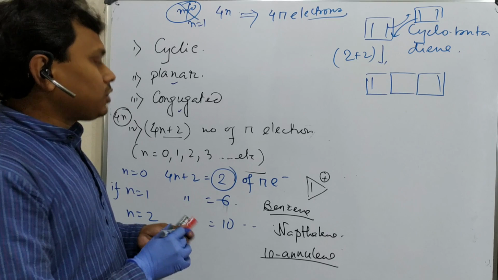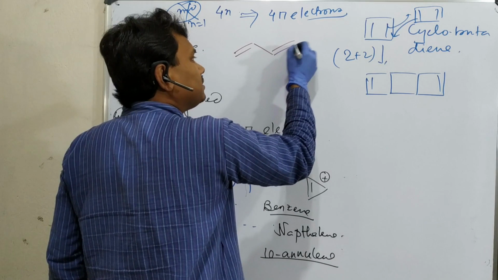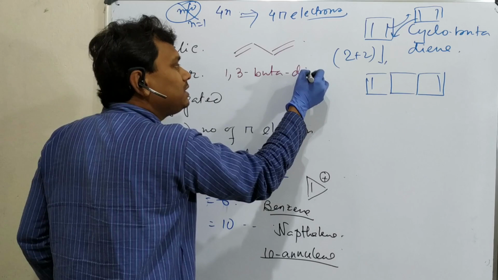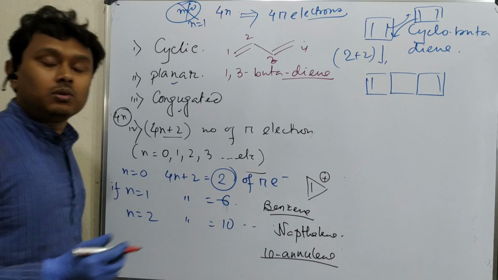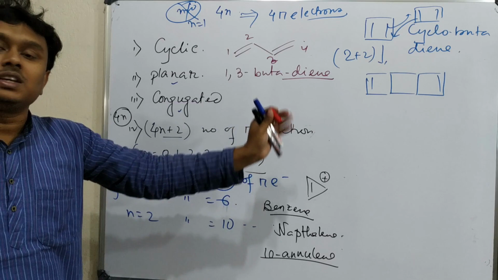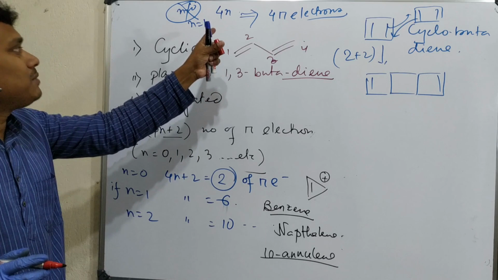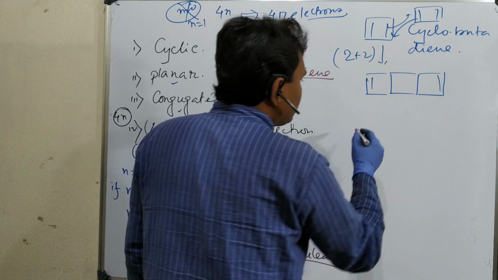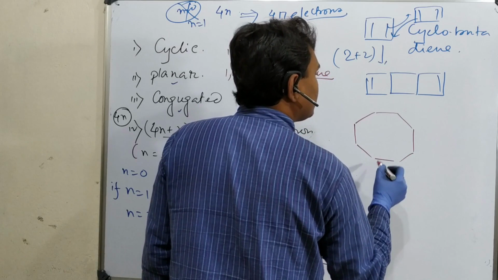But if you think about the corresponding acyclic counterpart, that is butadiene, 1,3-butadiene. See, this is 1, 2, 3, 4. This is stable. We know this is a very good reagent for this sort of reaction. So this logic indicates that anti-aromaticity results in destabilization. Okay? Another example. If you think about this molecule versus benzene, let's compare.